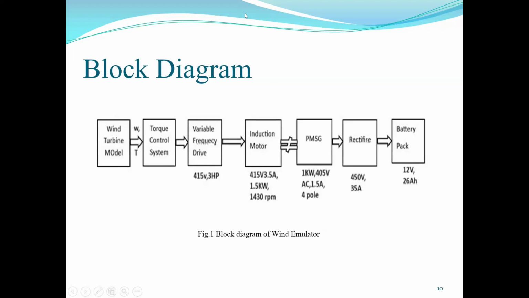Block diagram of wind turbine emulator. The block diagram consists of a wind turbine model. The input to the wind turbine model is wind velocity. According to the wind velocity given to the wind turbine model, it produces rotational speed and reference torque. The reference torque is given to the induction motor, and the torque control system controls the torque of the induction motor and the actual torque of the induction motor.